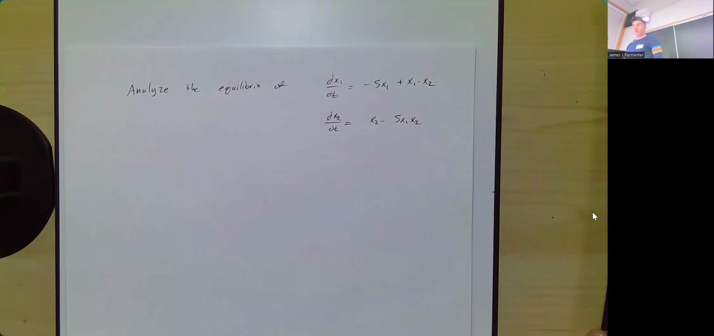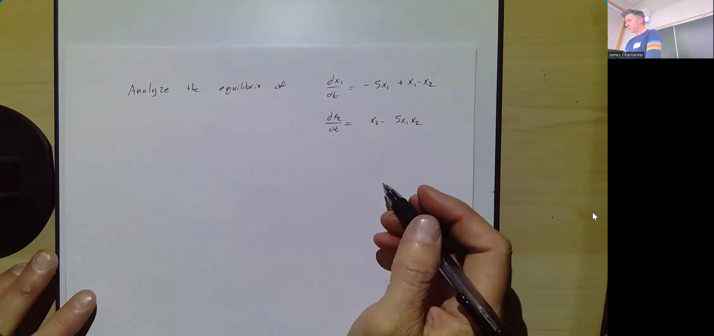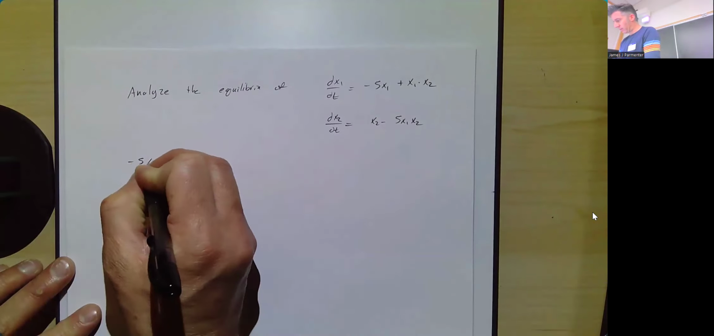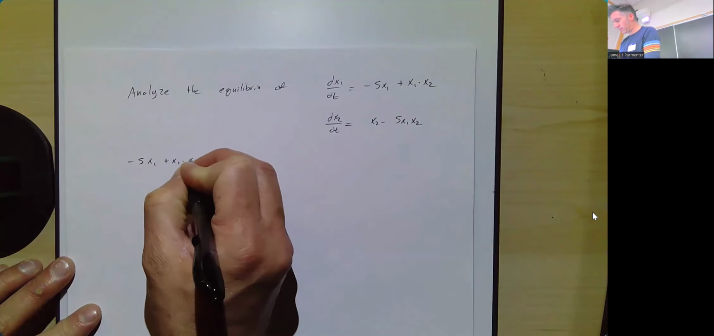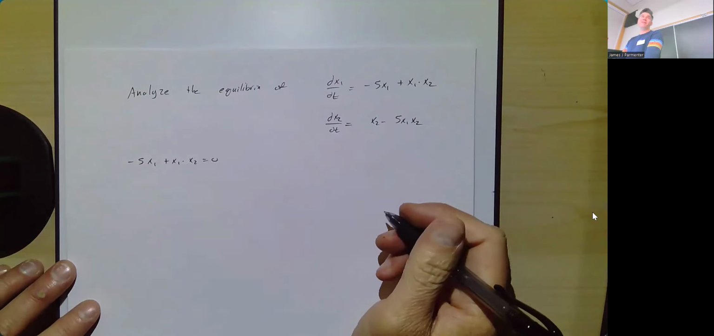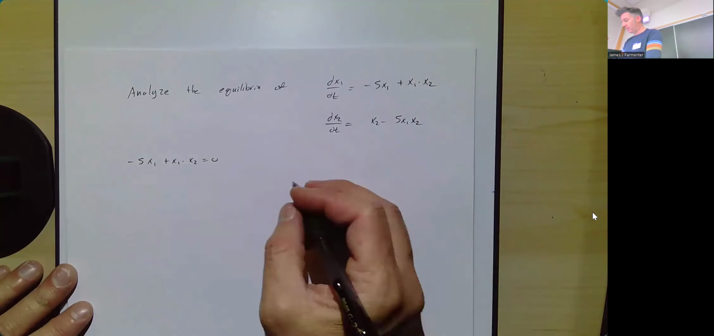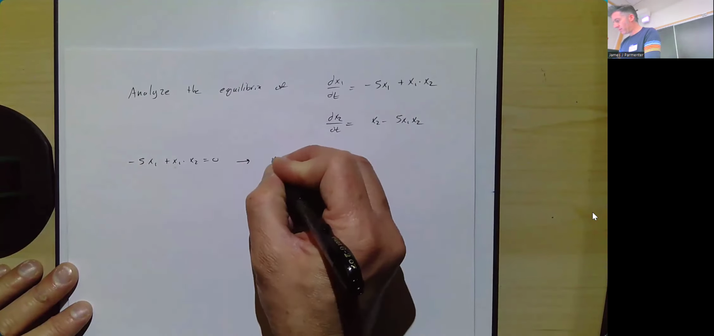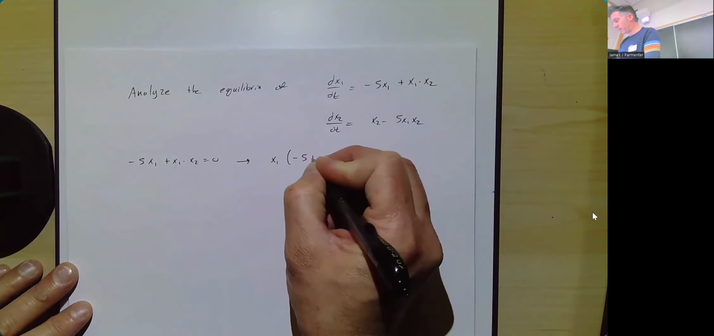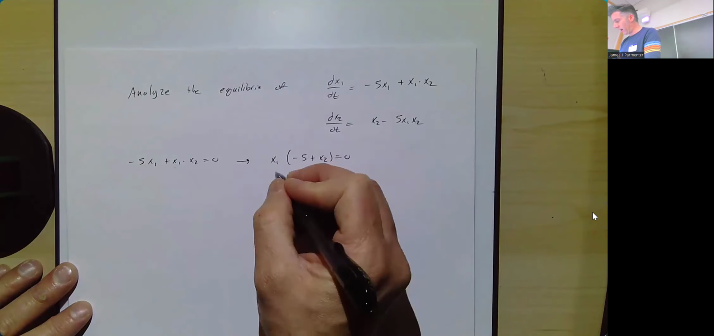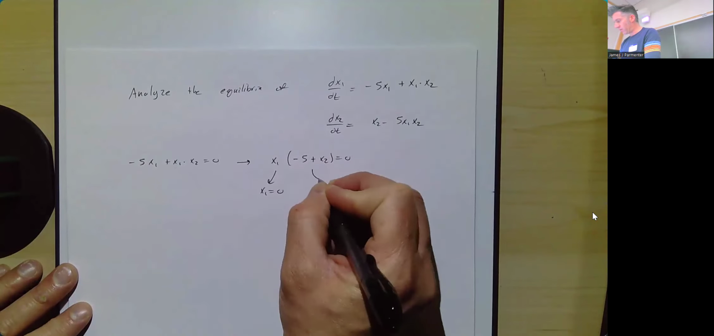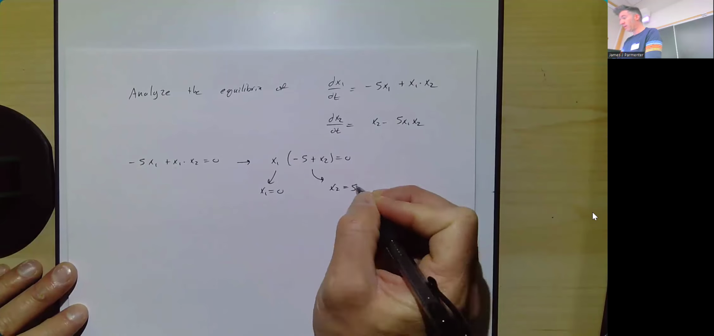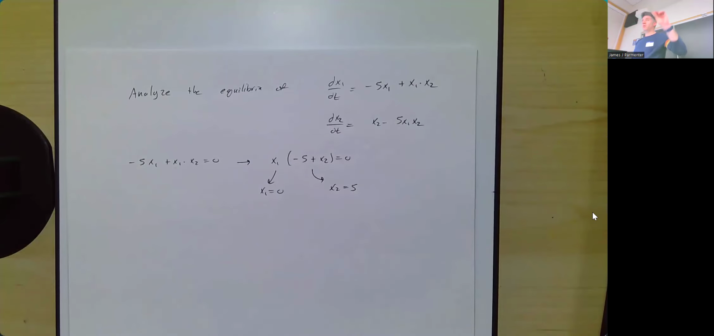Definitely non-linear because you've got x1 times x2. So we're going to start off by finding the equilibria, setting both of those equal to 0. We have negative 5x1 plus x1 times x2 equal to 0. Try to make this as easy on yourself as you can. I'm going to factor out an x1, leaving negative 5 plus x2 equal to 0. So either x1 equals 0 or x2 equals 5. Be careful: 0, 5 is not an equilibrium.